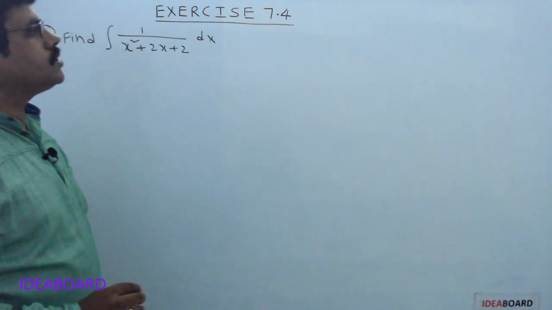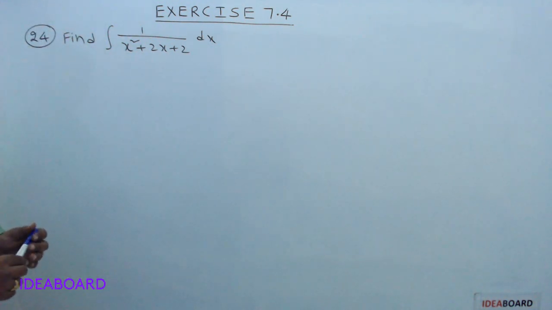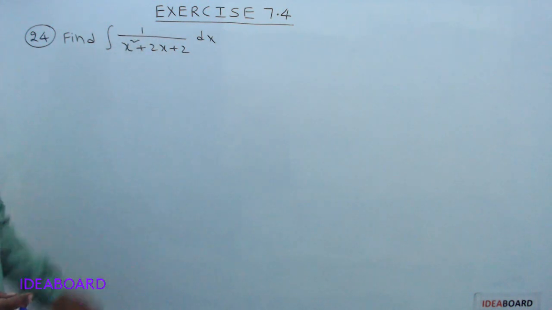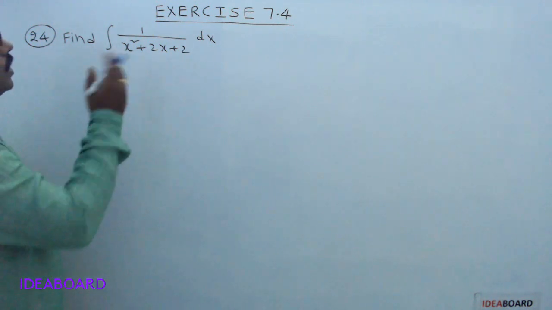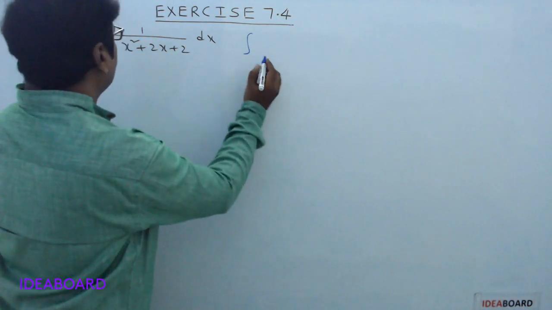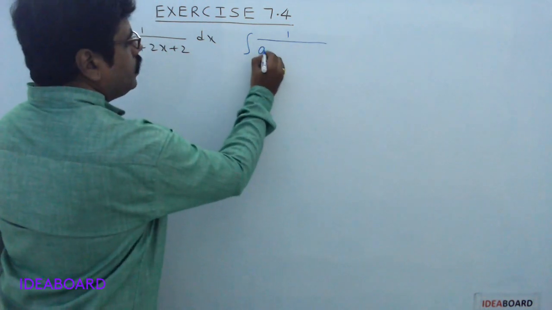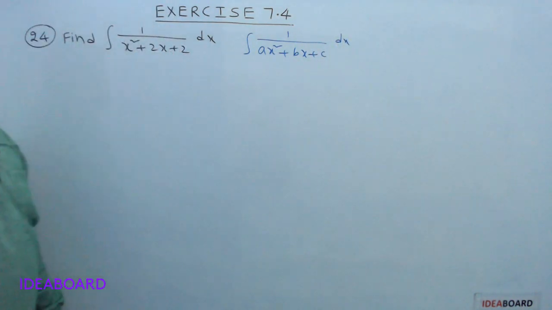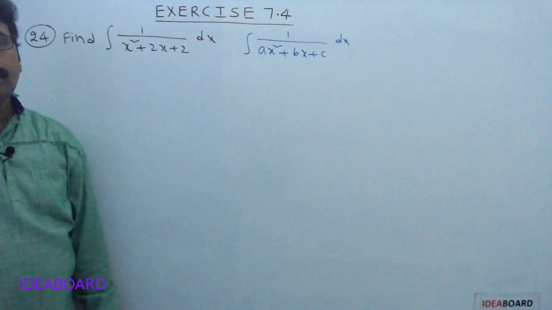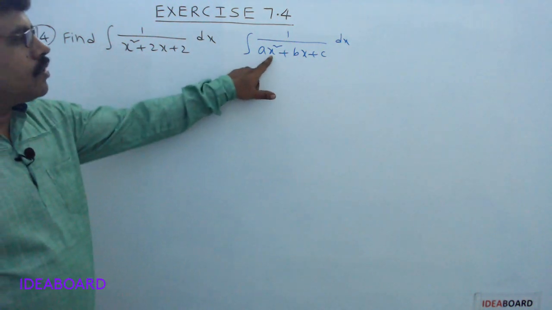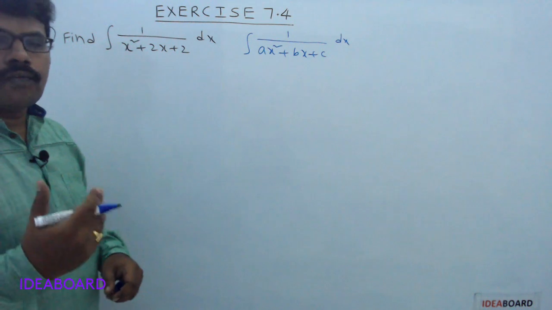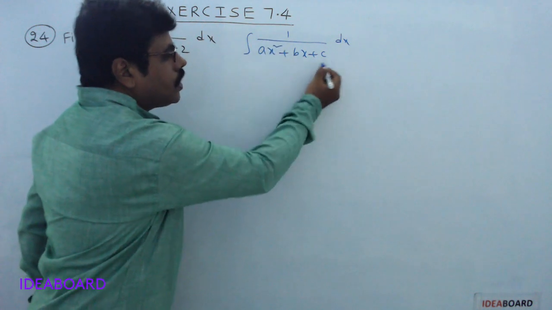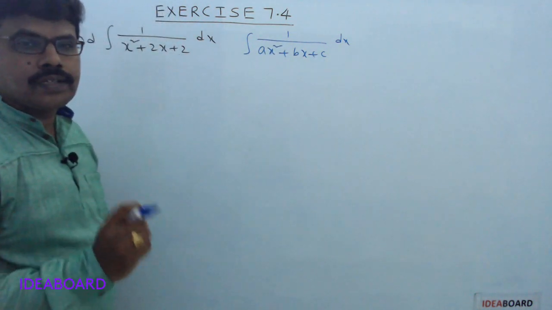See one more problem on the same model. Question number 24. Find integral 1 divided by x square plus 2x plus 2 dx. Clearly, your given problem is of the form integral 1 divided by ax square plus bx plus c dx. Now, what is the procedure in this model? What is step 1? Make x square coefficient as a unity. After making x square coefficient as a unity, try to convert this denominator expression as a perfect square.